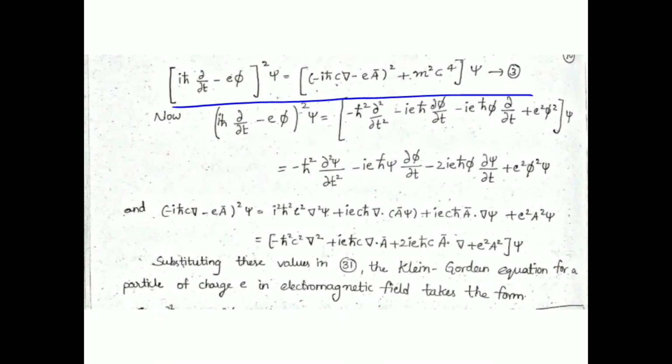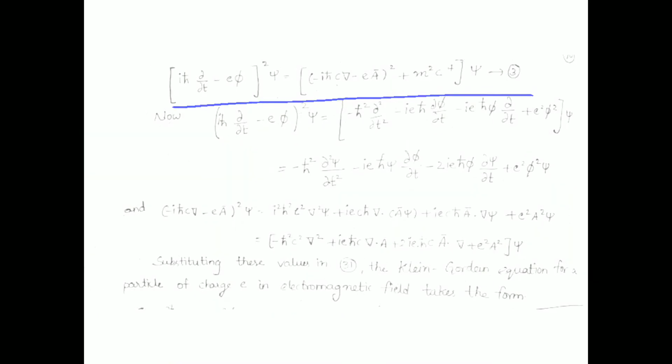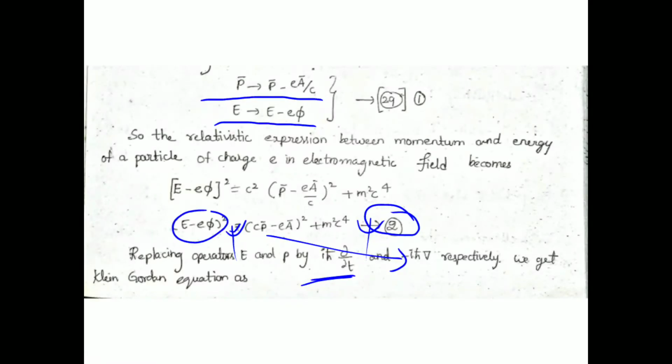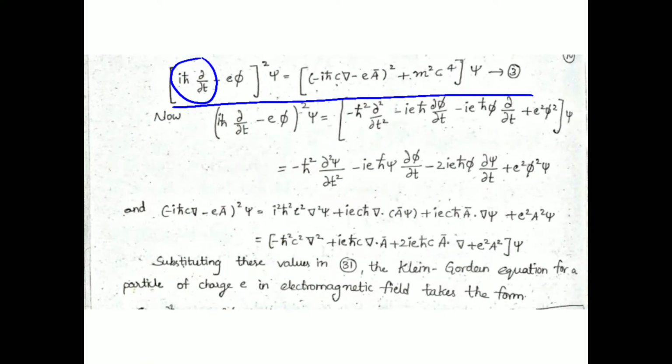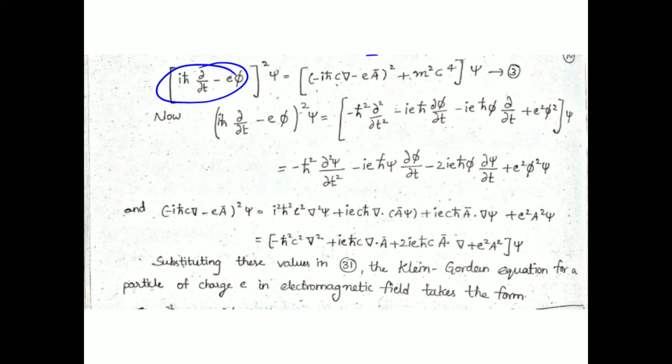So this is the equation. This is nothing but E squared xi, just as we have discussed here. So this part, E minus eφ part. In the place of E, i h-cut ∂/∂t, and in the place of p, minus i h-cut del minus eA, whole squared plus m squared c to the power 4 into xi. After replacing, we have got these terms, and next what we need to do is elaborate and simplify each and every term. That is, this square we need to elaborate now.